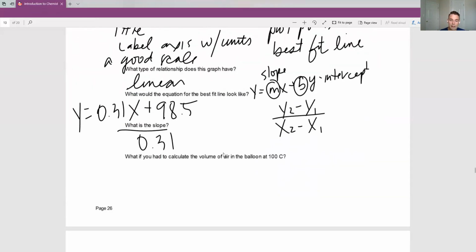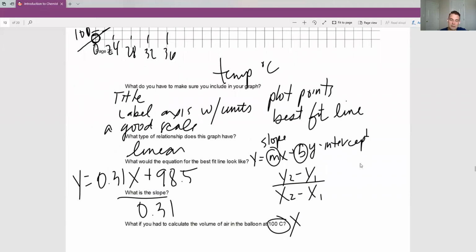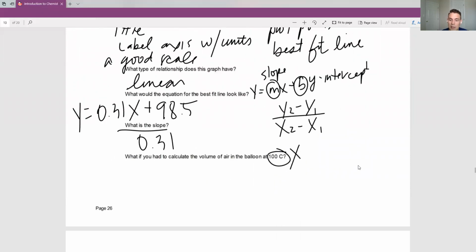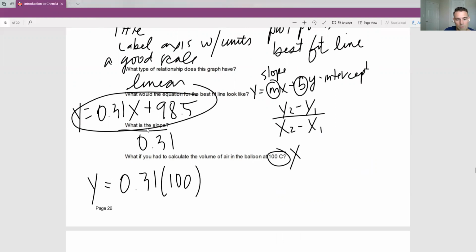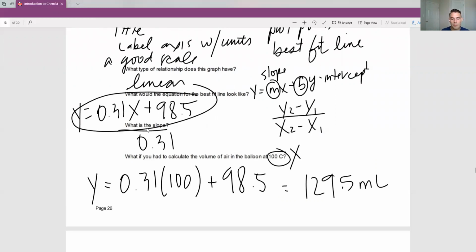Now, if you wanted to calculate the volume of the air in a balloon at 100 degrees Celsius, that's my x. So we said temperature was my x. Okay, so we want to plug in 100 for x into this equation and solve for y, and that will give me a volume. And that will give me 129.5 milliliters. So that would be the volume of air in a balloon if the water was 100 degrees Celsius.